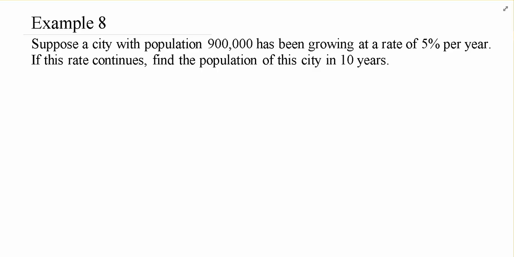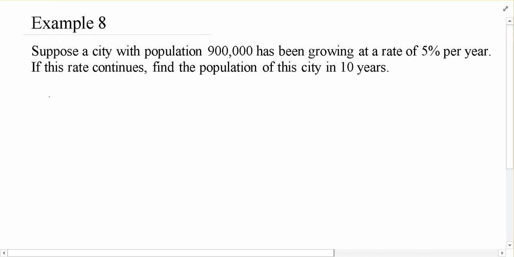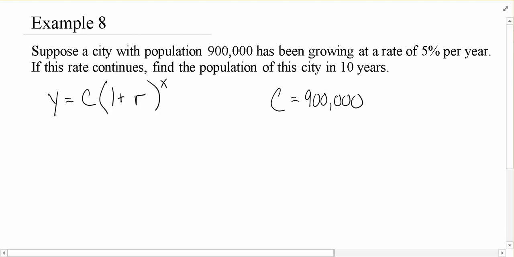So remember that our controlling equation for an exponential growth is y equals c, where c is the initial value, times 1 plus r to the x power. Let's look at what values we know. The initial value here is that we're starting with 900,000. The rate at which we're growing is 5%.